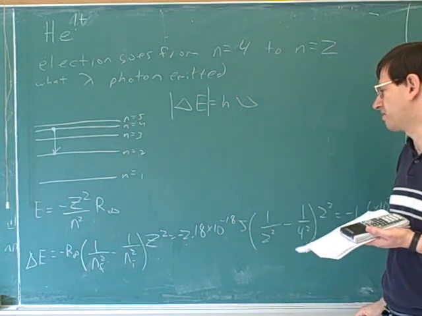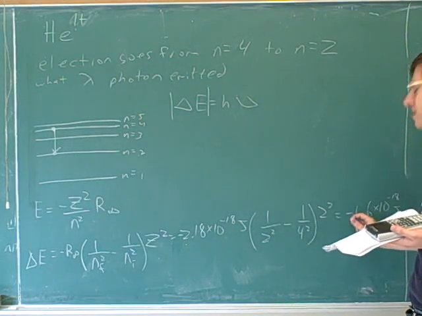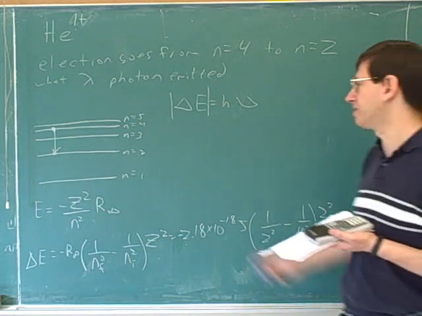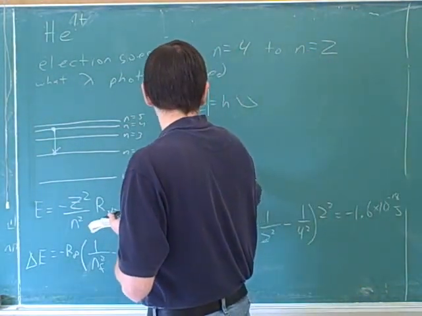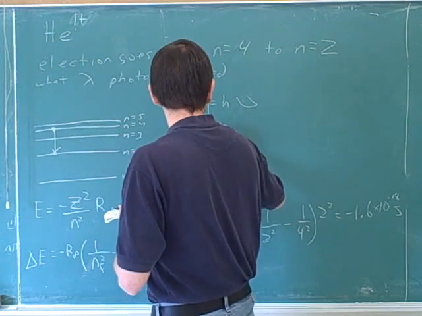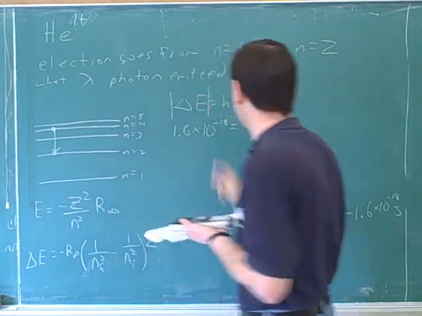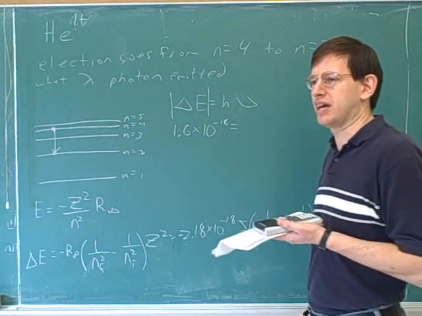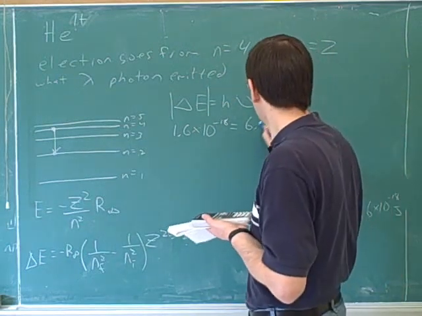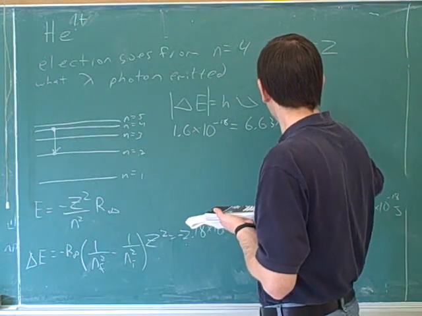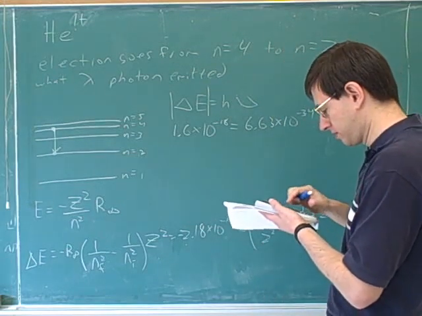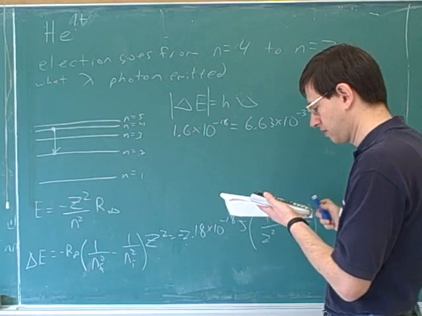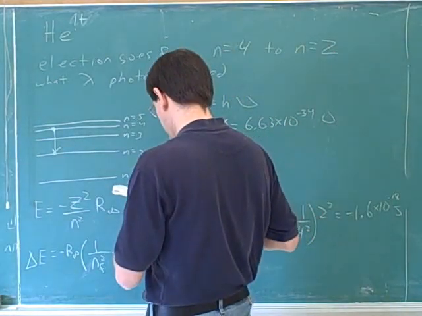So it doesn't really matter very much for our purposes in this particular example what sign we got for the delta E, because we're going to plug in the absolute value of delta E anyway. So I'm going to plug in 1.6 times 10 to the negative 18, and then we have to look up h. That would also be given to you on the test. So what's that going to be? 6.63 times 10 to the negative 34. And we can figure out what nu is. 2.5 times 10 to the 15.